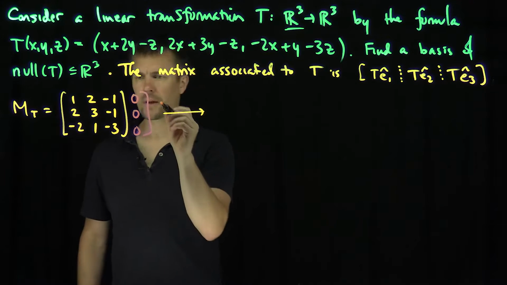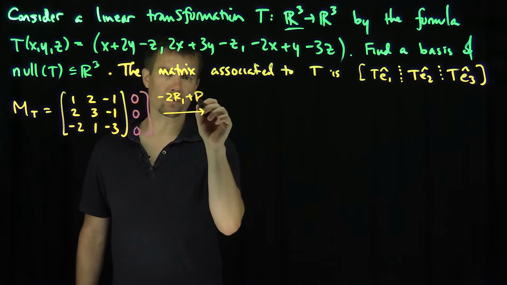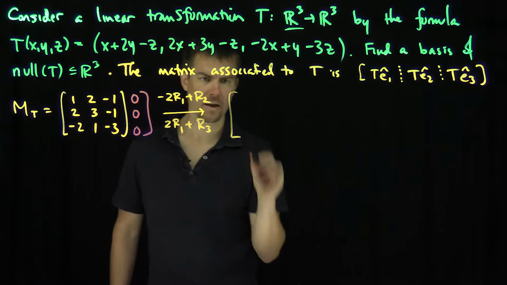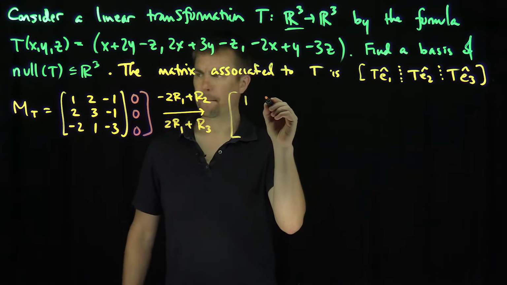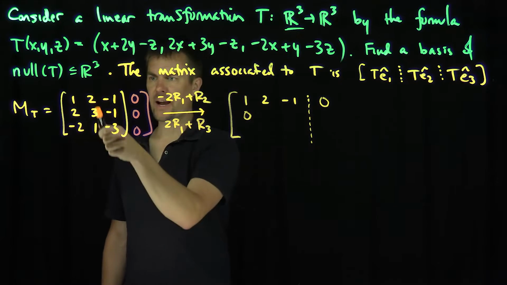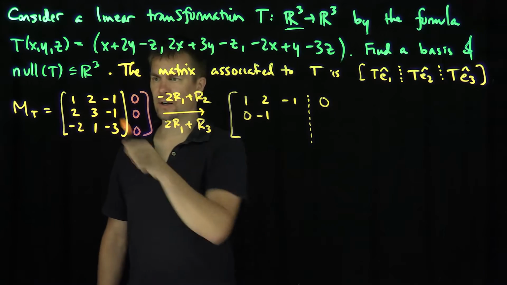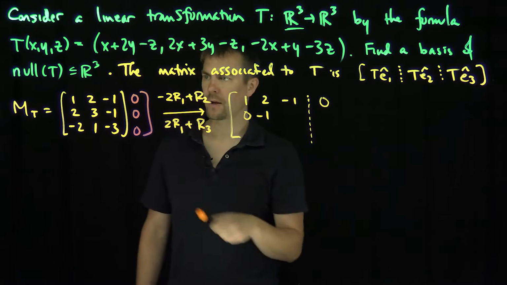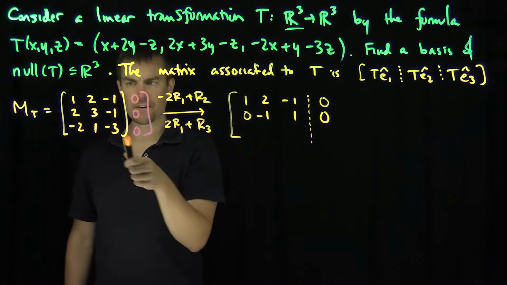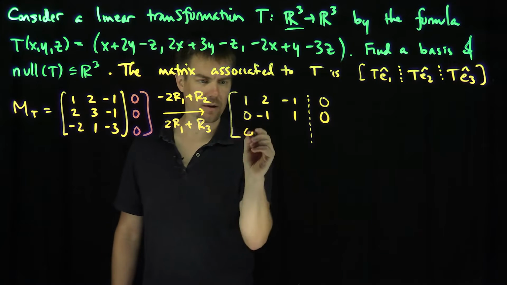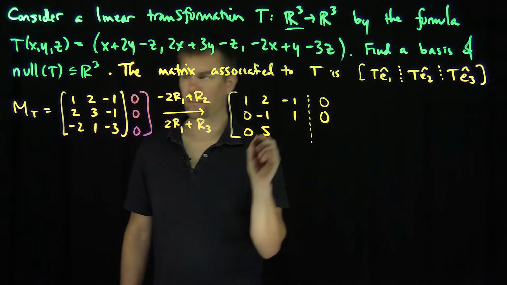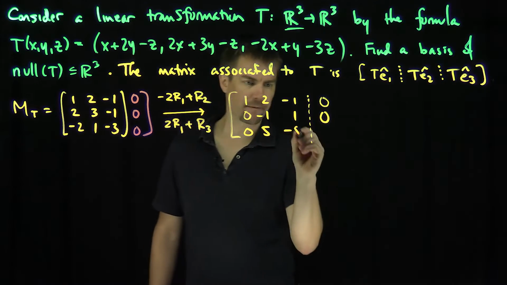Let's do row operations. I'm going to do negative 2 row 1 plus row 2, and 2 row 1 plus row 3. The first row will stay the same. Then we'll have a 0, then negative 2 times 2 plus 3, that's a negative 1, then 2 plus negative 1 gives a positive 1, and a 0. And with 2 row 1 plus row 3, I have zeros below the first pivot, then 4 plus 1 gives a 5, then a negative 5 and a 0.